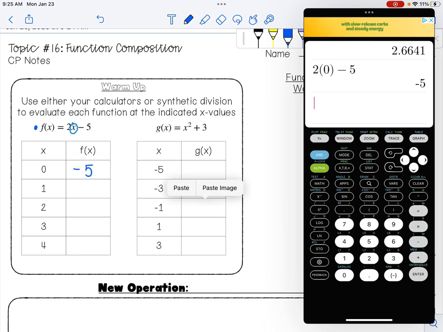And then I'm just going to plug in 1. So I'm going to get 2 times 1 minus 5. Okay, we get negative 3. And then same thing, we're just going to keep going down the line and changing the value in the parentheses. Everything else stays the same.